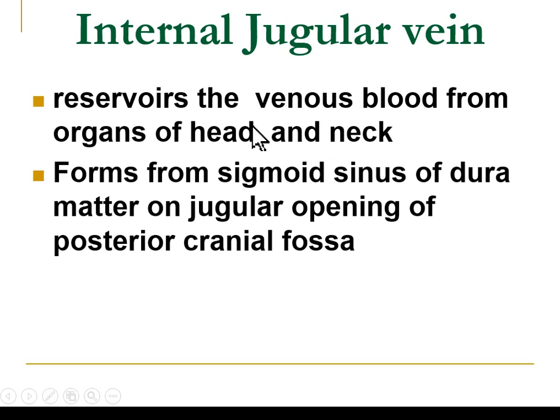The internal jugular vein collects the venous blood from the organs of the head and neck. It forms from the sigmoid sinus of the dura mater near the jugular opening of the posterior cranial fossa. This is the internal jugular vein. It collects the venous blood from the organs of the neck and head and forms from the sigmoid sinus of the dura mater of the brain.